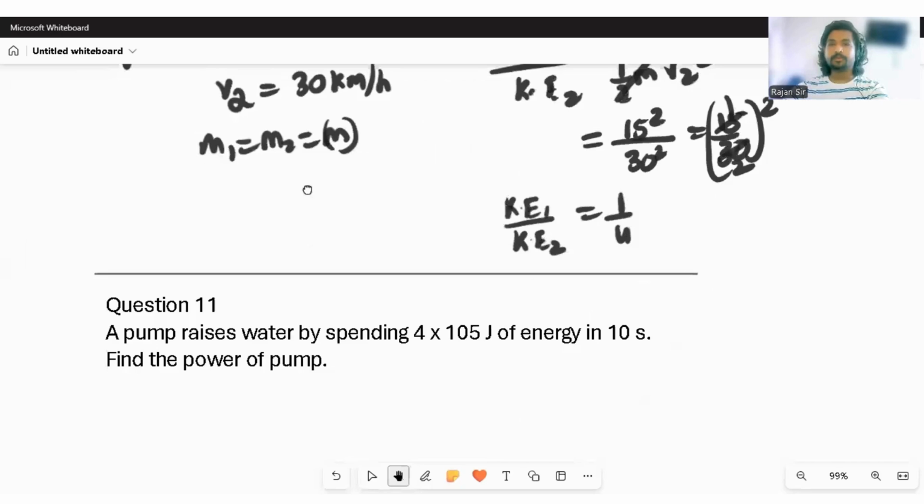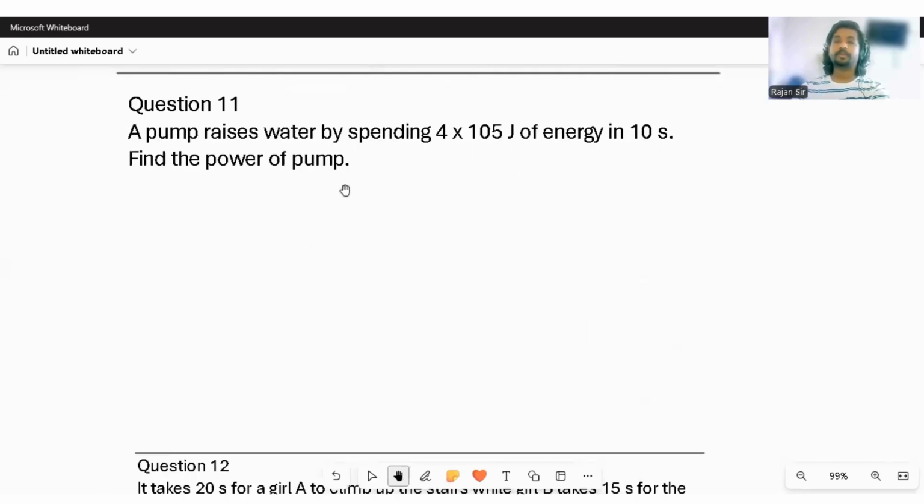Let's go to the next one. And now we are entering into power. This is 10 raised to 5, by the way. So given a pump raises water by spending 4 into 10 raised to 5 joule of energy in 10 seconds. Find the power of the pump. Very, very easy. A very standard thing.